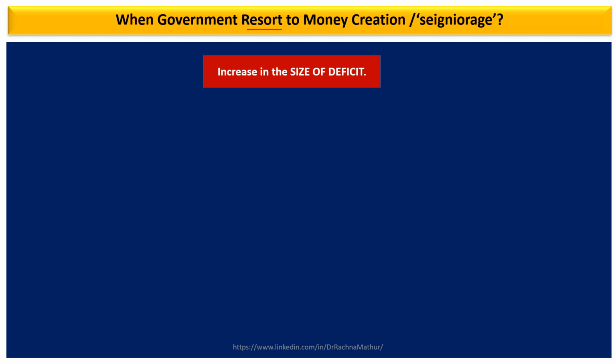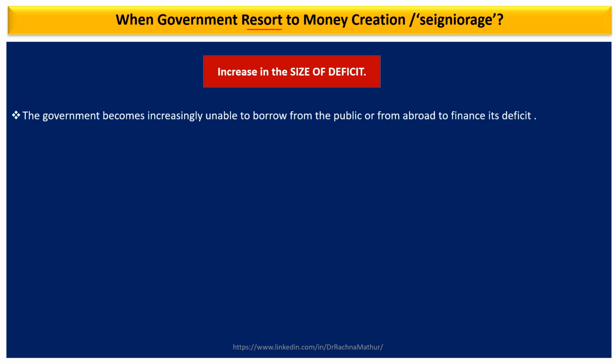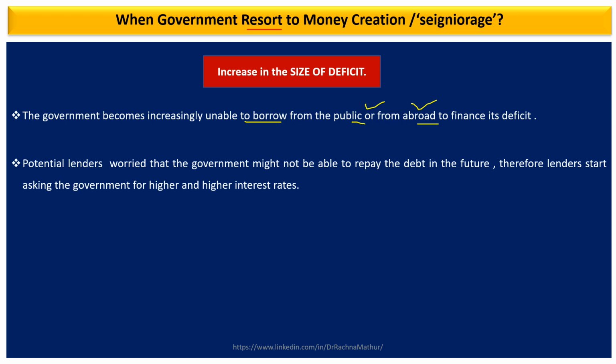When there is an increase in the size of the deficit, it is found that the government becomes increasingly unable to borrow from the public or from abroad, that is, internal borrowing and external borrowing. Potential lenders worry that the government might not be able to repay the debt in future because of the deteriorating financial conditions. Therefore, lenders start asking for higher and higher interest rates.